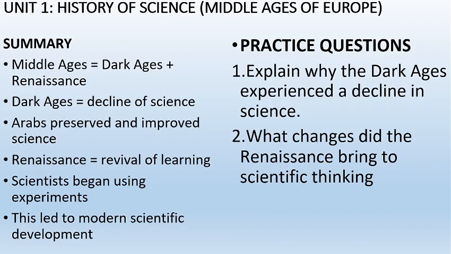So science began using experiments, and this led to modern scientific development. The modern science that we're going to be talking about today, it is the Renaissance age that leads to the modern science. So that is for the previous unit that we did, the last unit that we covered last week.